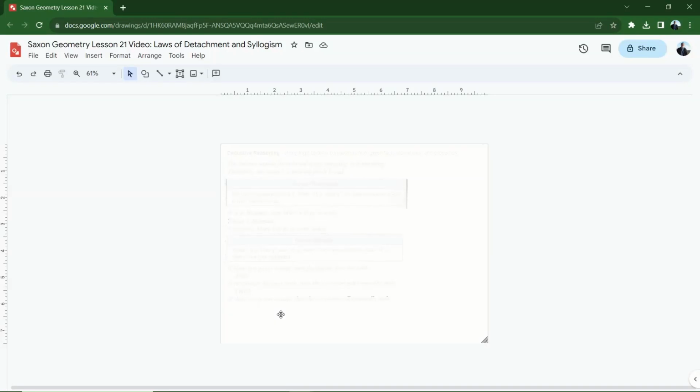Geometry students, in this lesson we are going to be talking about two different laws that you're going to use to draw conclusions from statements. So this is going to be a lot like what we've been talking about when we talked about conditional statements and we talked about inductive reasoning way back in lesson 7. Now though, we're going to be using a different type of reasoning other than inductive reasoning.